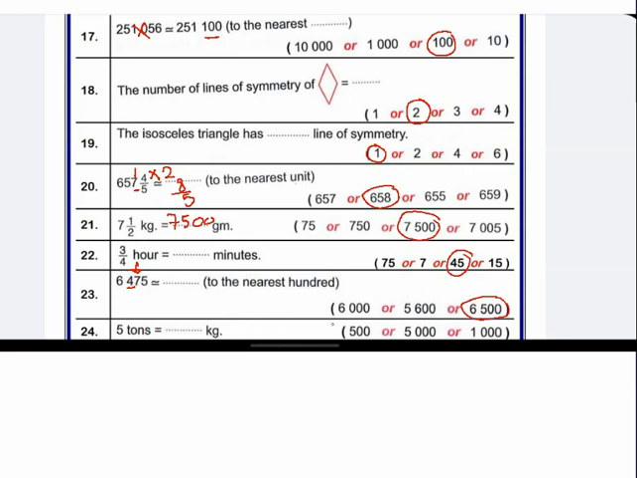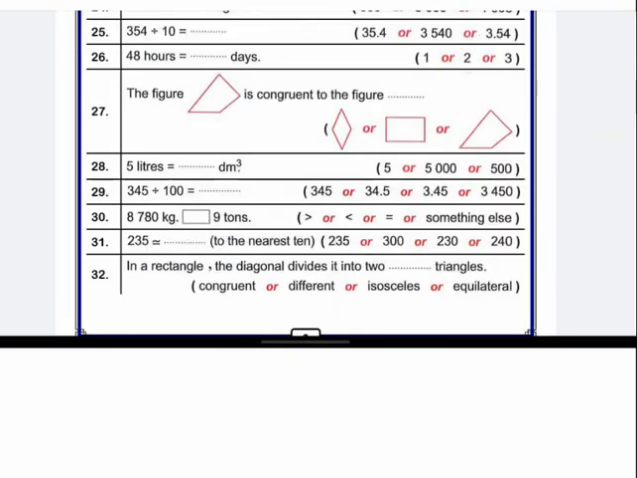5 tons equal how many kilograms? From tons to kilograms, multiply by 1000, because we have 1000 kilograms in each ton, so it will be 5000 kilograms. This number divided by 10, so draw one chair. What is the first number? 4, put 4 here, and what is the rest? 5, 3.